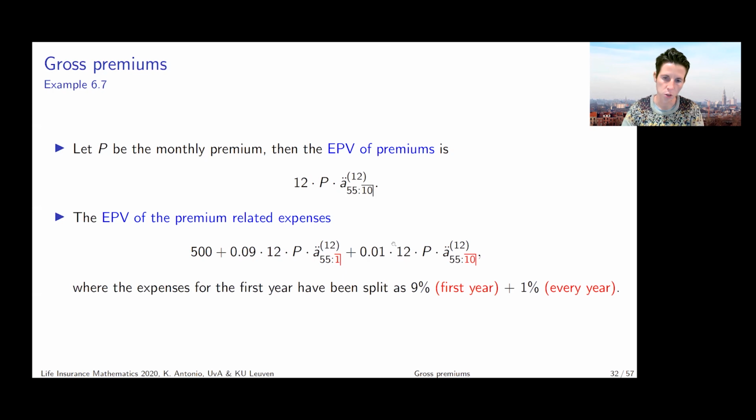That's my renewal expense, which is there in the first year and in the following years, throughout the whole duration of the contract. And then temporarily, for the first year, I need to add another 9% of my monthly premium. So I take 9% of the total premium paid that year, that's 12 times P, and I'm going to value this with a monthly life annuity due, but now only with a term equal to 1 year, because this component is only there in the first year of my contract. Okay? The €500, we already discussed, that was my initial expense, my initial €500 to be paid.